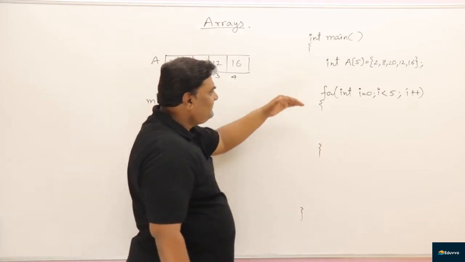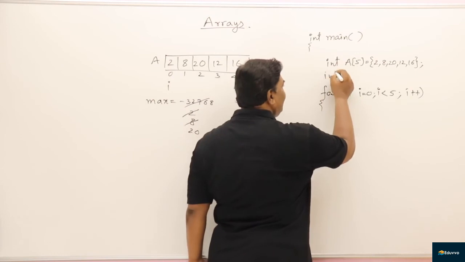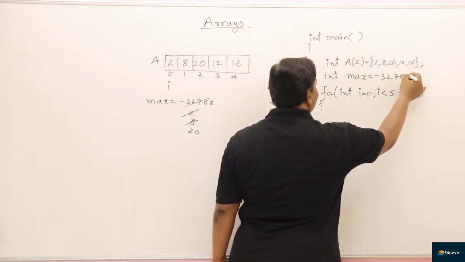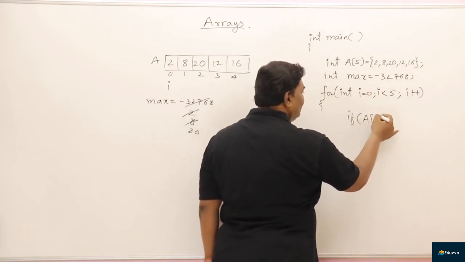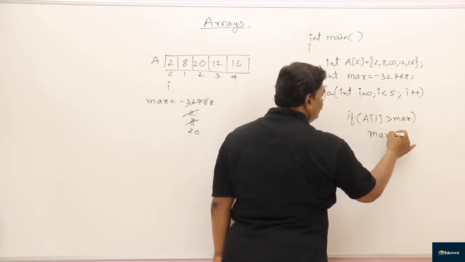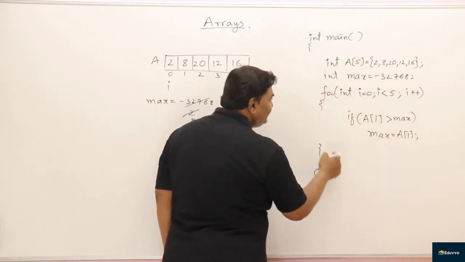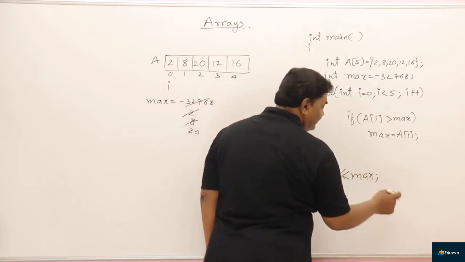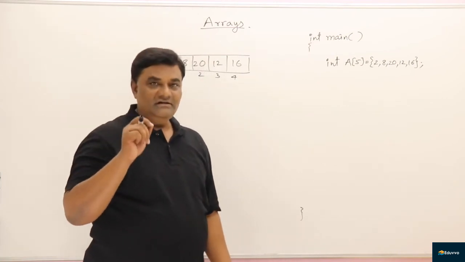So the code will be simple. This is an array and this is a loop. I need one integer variable max, and that max value I will store as -32768. And every time I should check whether a number from the array is greater than max. If it is greater, then change max to that number, a of i. Then outside this, once you have finished with all the elements in the array, print max on the screen. That's it.